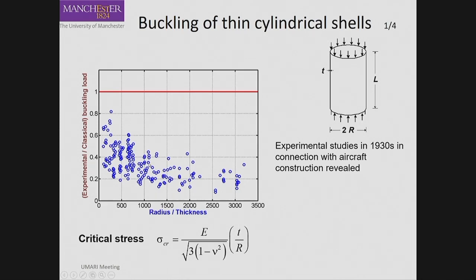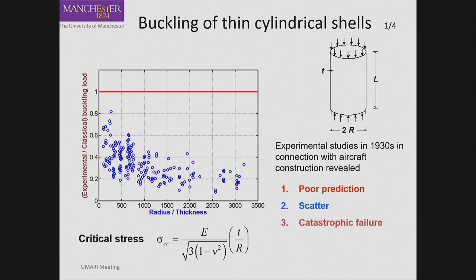And not only that, they had notionally similar cells. For example, you buy 12 cans of Coke and you test them one after another. They will fail at different loads. So there was scatter in those data. So first is the poor prediction of the theory. Second was the scatter. Even with nominally similar specimens, you get different load-carrying capacity. And thirdly, it often failed with a catastrophic failure.